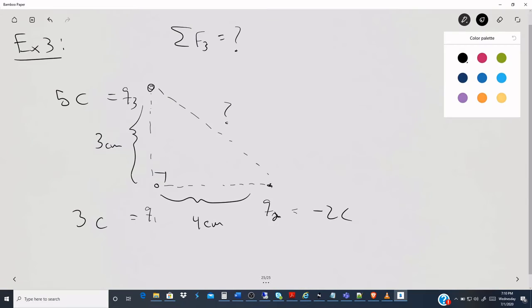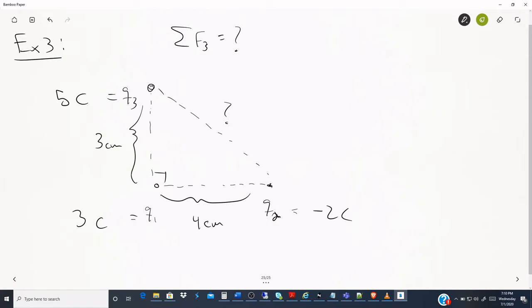I'll draw in some forces here. The -2 coulomb charge is going to attract the Q3. So the force that 2 exerts on 3 is drawn here. And the 3 coulomb charge is going to repel Q3. So the force that 1 exerts on 3 is drawn here.